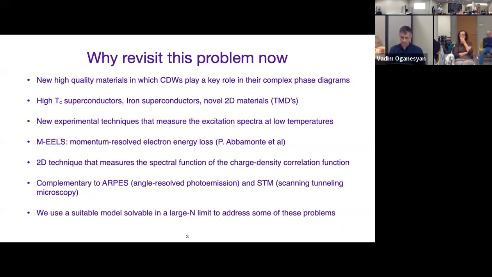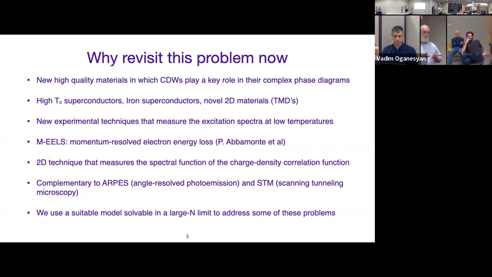So what they do there is that it's a surface technique, we have a solid with a flat surface, and they shoot electrons and look at the electrons that scatter out, and you can measure the energy and the momentum of the electron that comes out. And from that, by analyzing the scattering process, you can extract essentially the spectral function of the density correlation function as a function of momentum and energy.